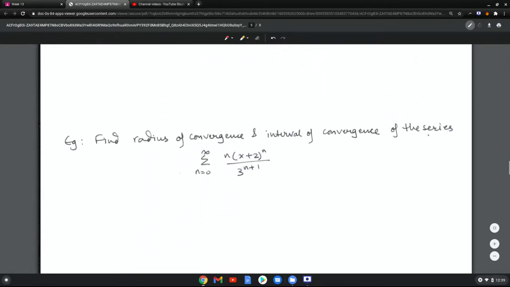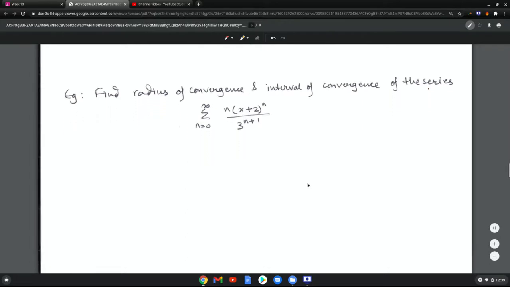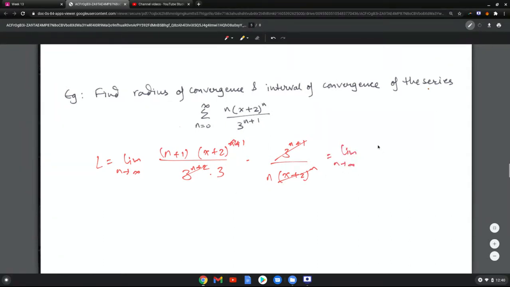Find the radius of convergence and interval of convergence of this particular series. Again, ratio test, limit as n goes to infinity of (n plus 1), (x plus 2) to the power n plus 1, 3 to the power n plus 2 over 3 to the power n plus 1, n, (x plus 2) to the power n. It's 3. That cancels out to give x plus 2. So I'm left with the limit as n goes to infinity, (1 plus 1 over n) times (x plus 2) over 3. That's 1. So my ratio is |x plus 2| over 3.